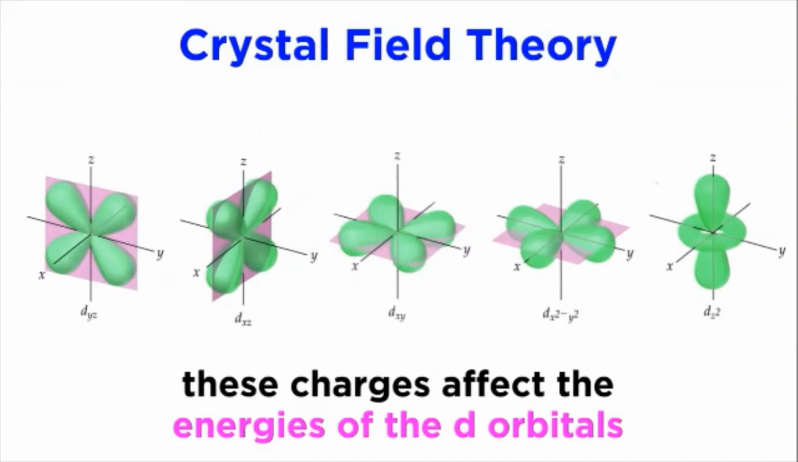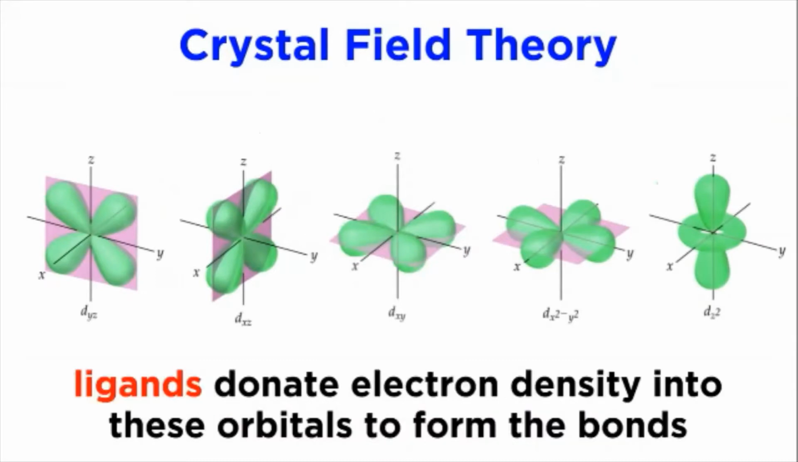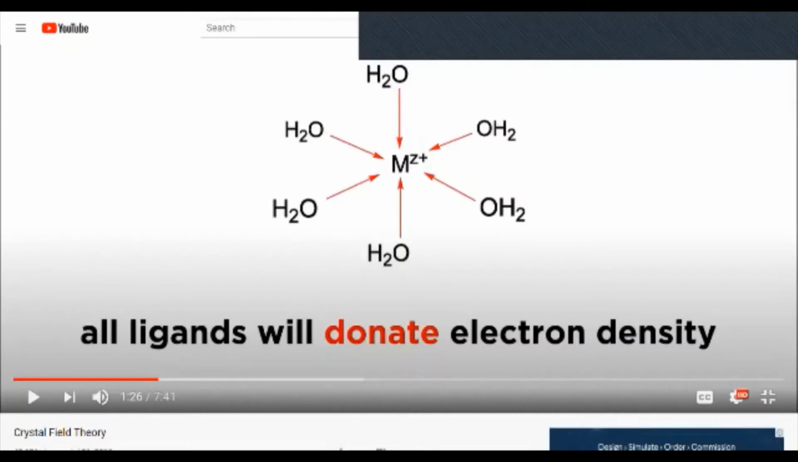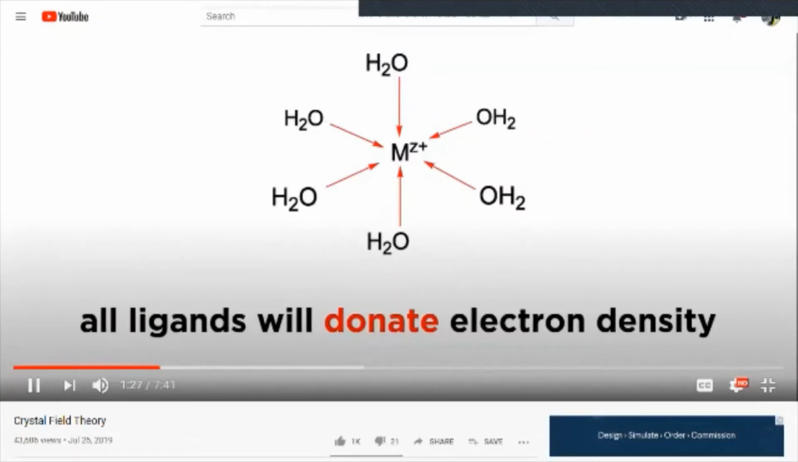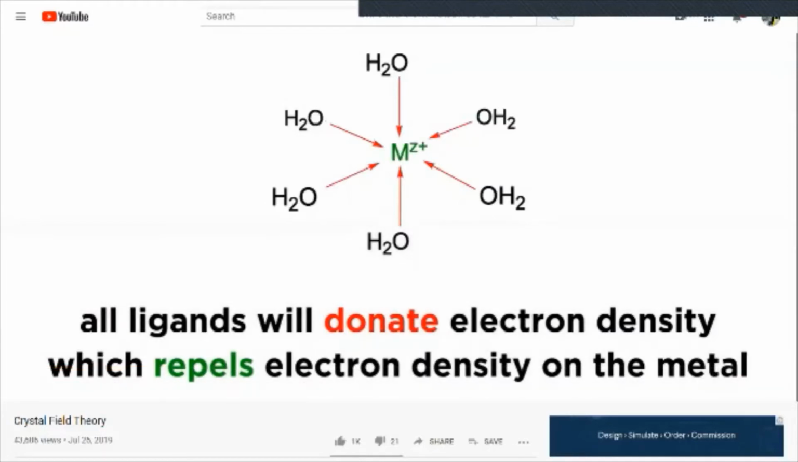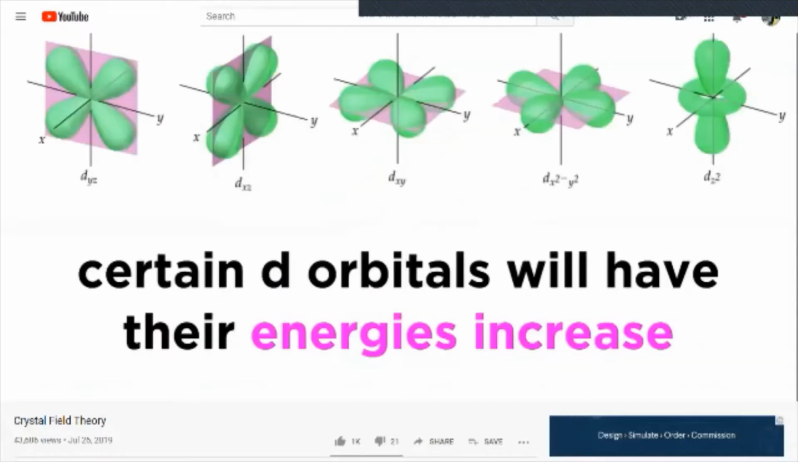These are the orbitals that ligands donate electron density into, so these are the chief concern for the model. And this model, although incomplete, just like VSEPR theory, is useful. The ligands are donating to the metal ion, and this electron density will repel existing electron density on the metal ion. Due to this repulsion, the energy of certain d orbitals will be increased, and not in an equal manner.